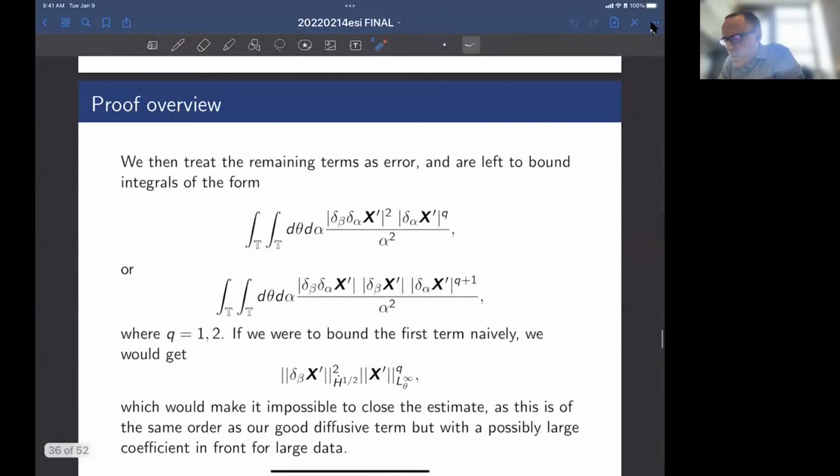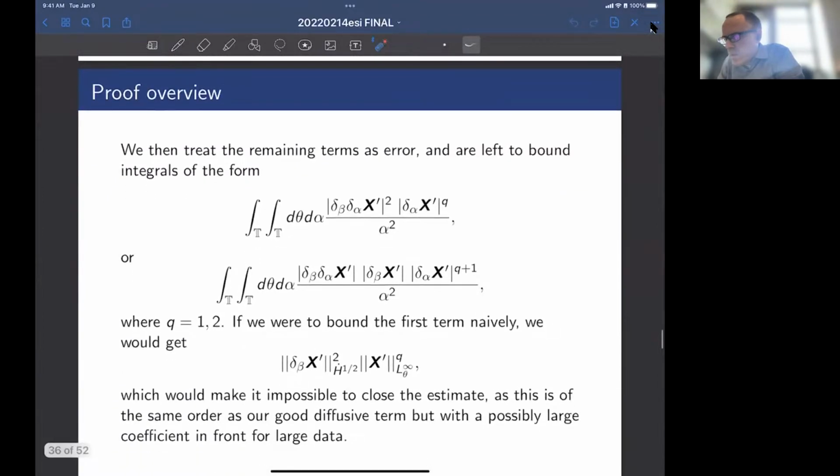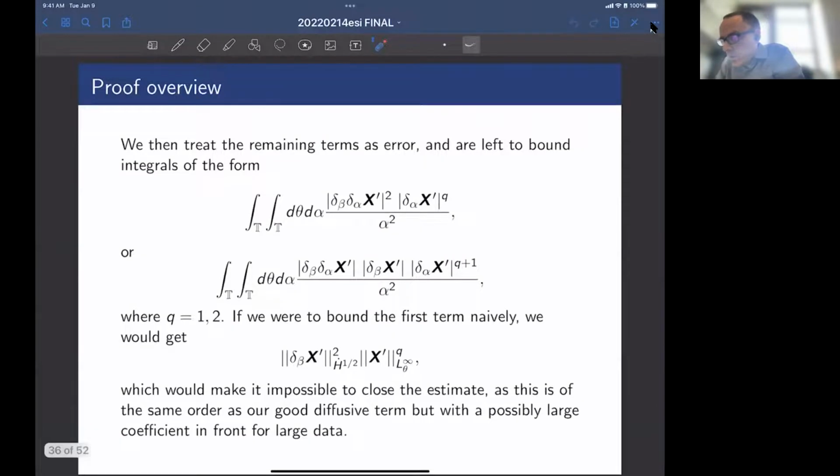We then treat the remaining terms as error terms. And there are a lot of error terms. So we're basically left to bound terms that look like this and terms that look like this, where you have an integral over d theta d alpha in both cases. Here you have d beta d alpha of x prime squared, and here you have d alpha of x prime to the power q, for example q equals 1, 2. And down here you have d beta d alpha of x prime times d beta of x prime times d alpha of x prime to the power q plus 1, divided by 1 over alpha squared.